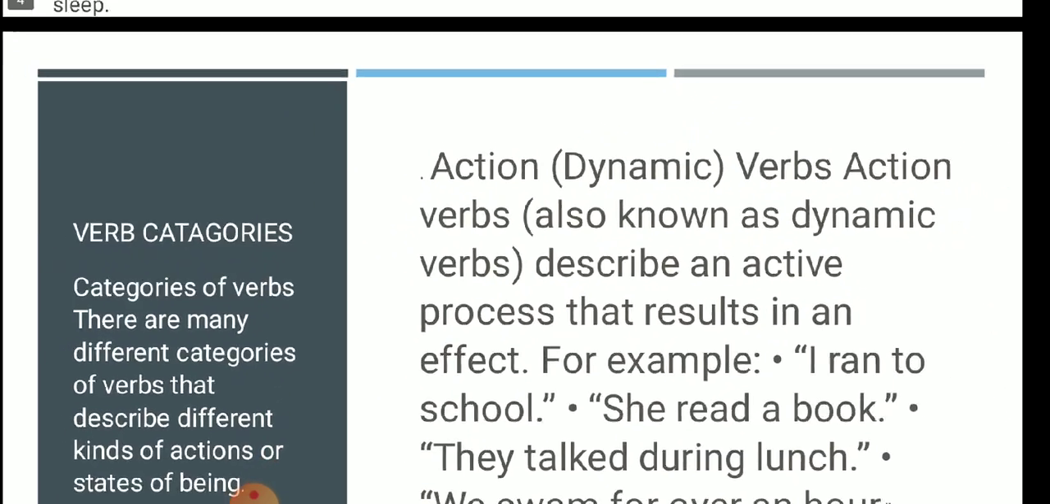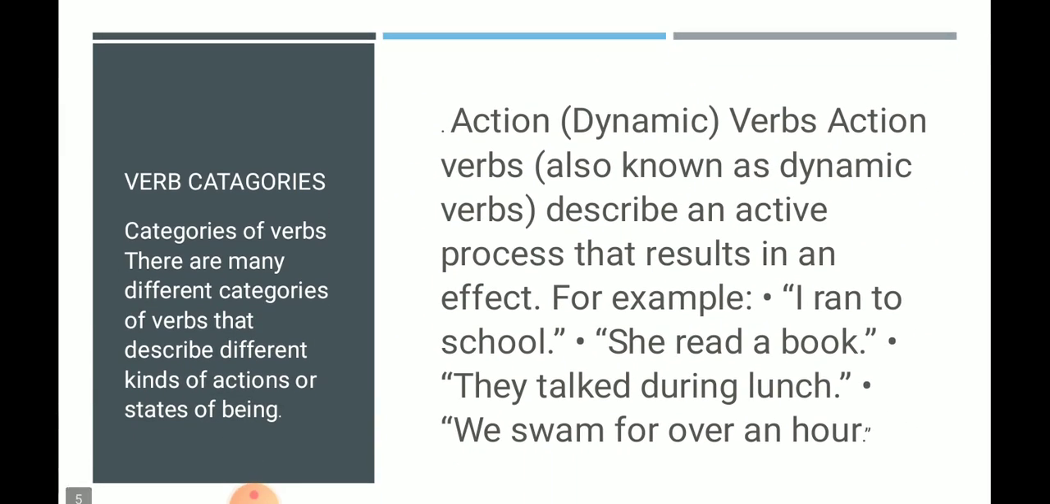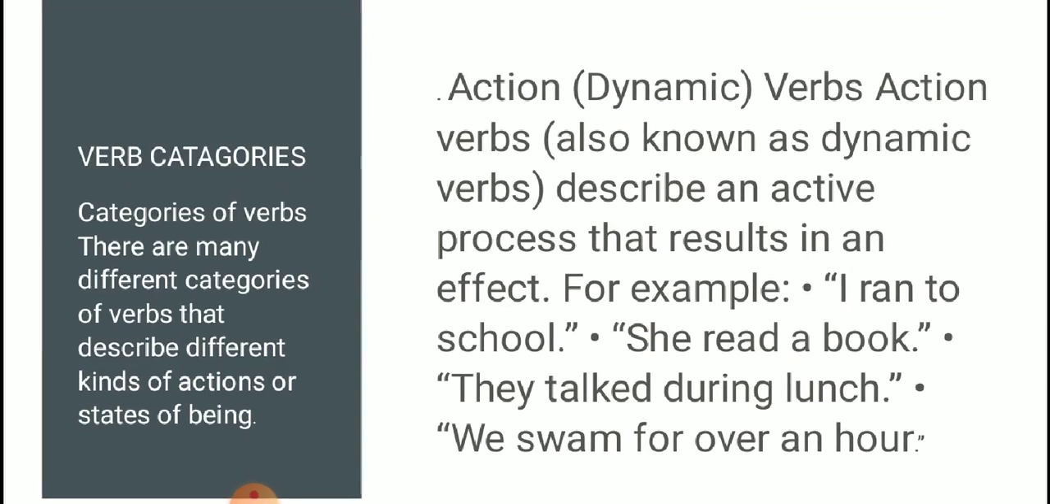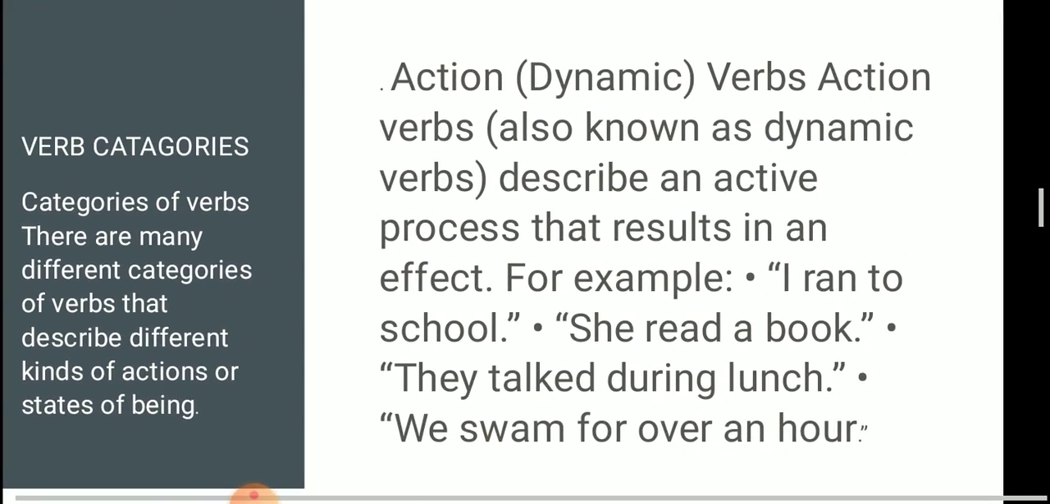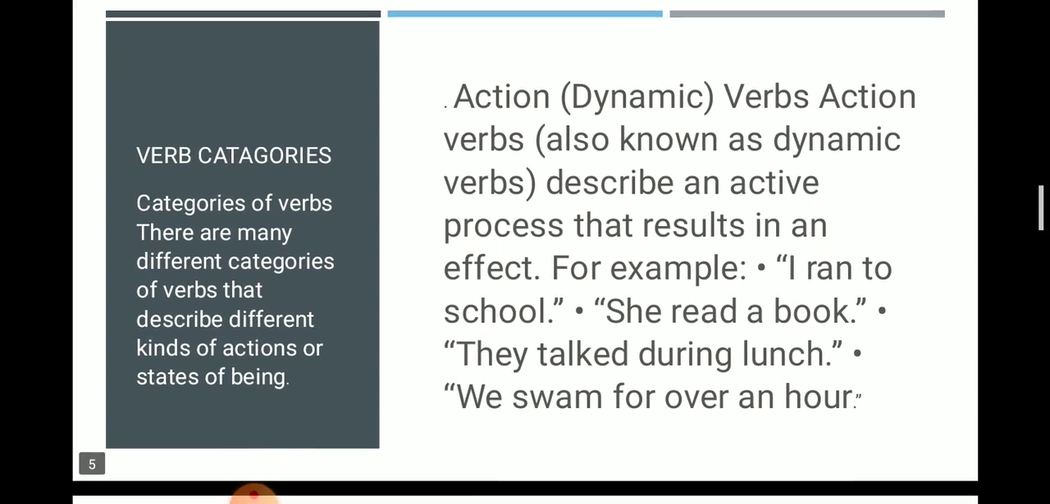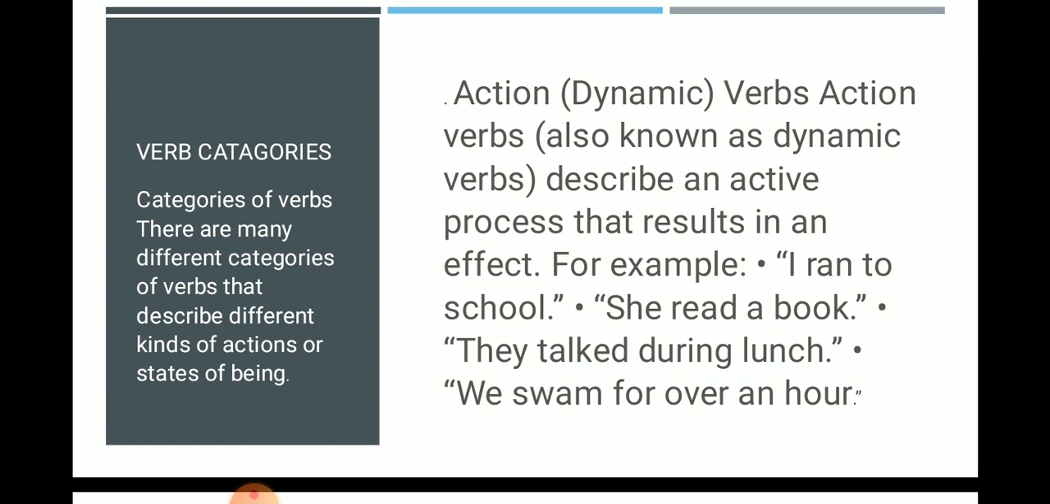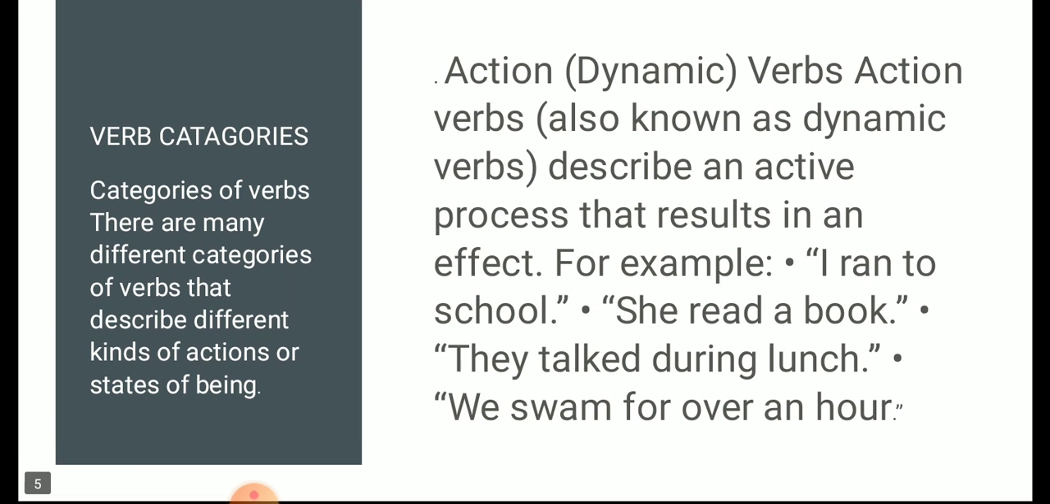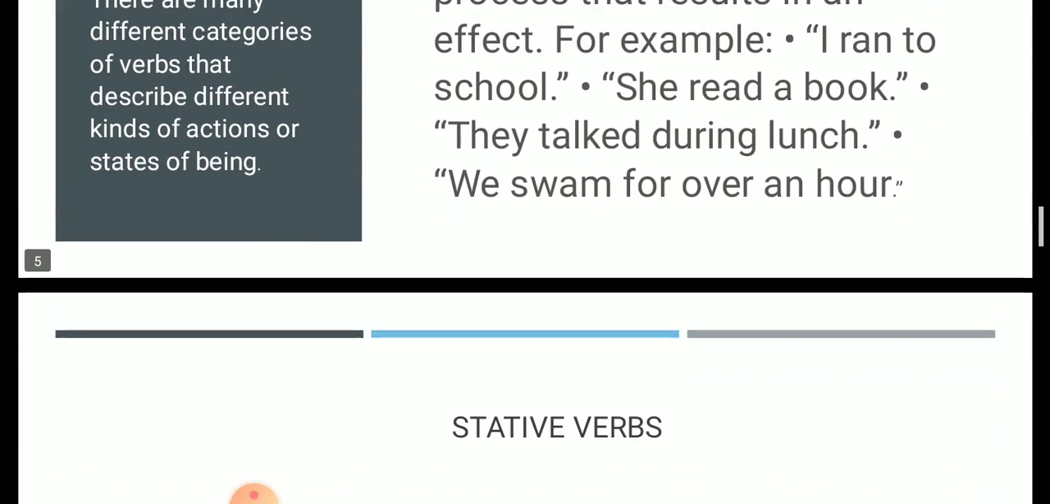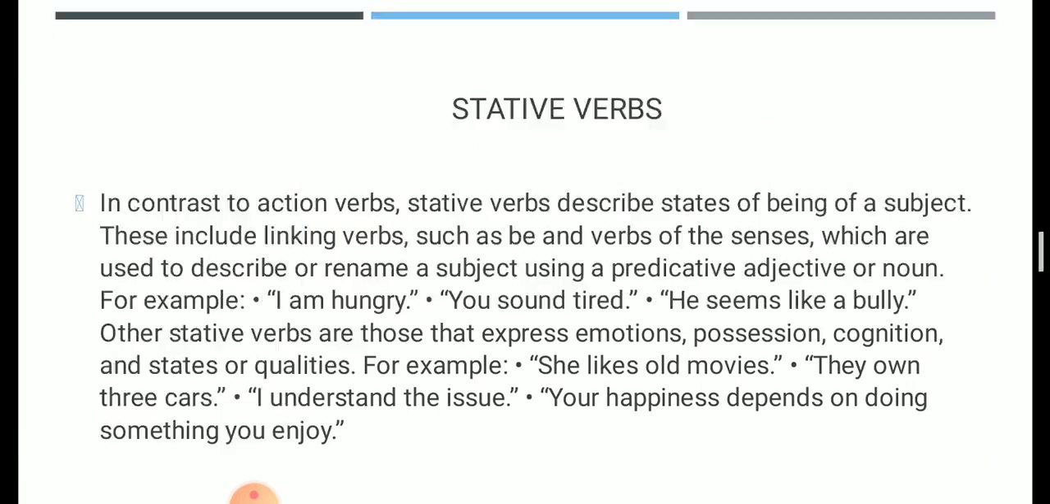Then you can look at the next category of verbs, and that verb category is action verbs. What are action verbs? Action verbs can also be called dynamic verbs. They describe an active process that results in an effect. They mostly relate to processes that are active. For example, I ran to the school, she read a book, they talked during lunch, we swam for an hour. I think this concept is quite clear for you.